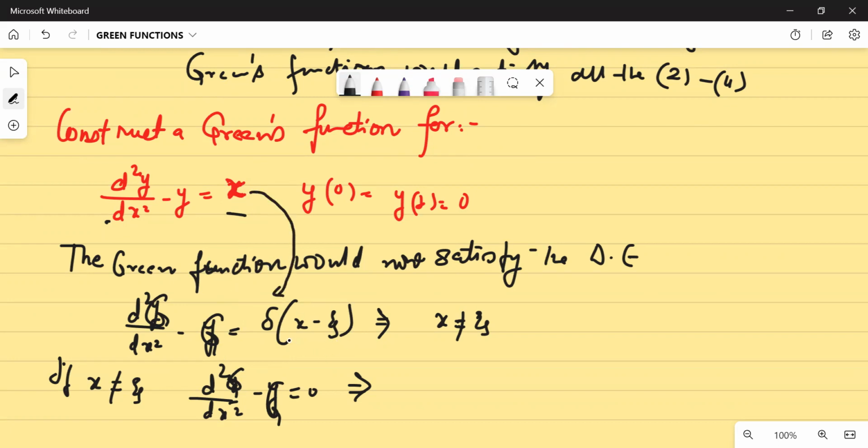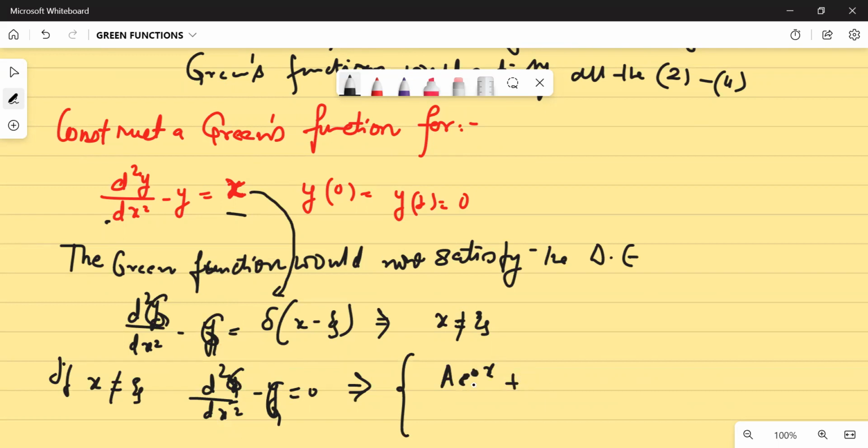And as I know that this cannot be solved for x equal to zeta, what I would do, I'll write x not equal to zeta. I will try to solve this differential equation. And for this particular differential equation, you know that the solution would be some exponentials, isn't it? So I will write simply some a e power minus x.